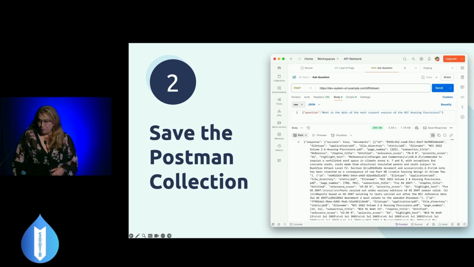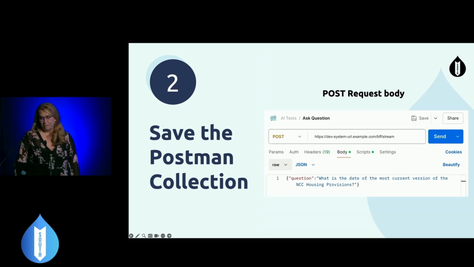In this example, we can see the POST request response in Postman, and there's a bit to go through here, so we'll break it down and look closer. This is the body of the POST request in Postman, and we can see the format of the question that was sent to the AI.